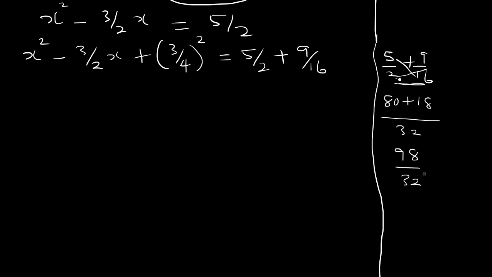Now, we can also reduce these values by dividing by 2. So if we divide 98 by 2, we'll have 49. And if we divide 32 by 2, we'll have 16. So we'll have 49 over 16. At this stage, you cannot reduce this number further. So that means our right hand side is equal to 49 over 16.